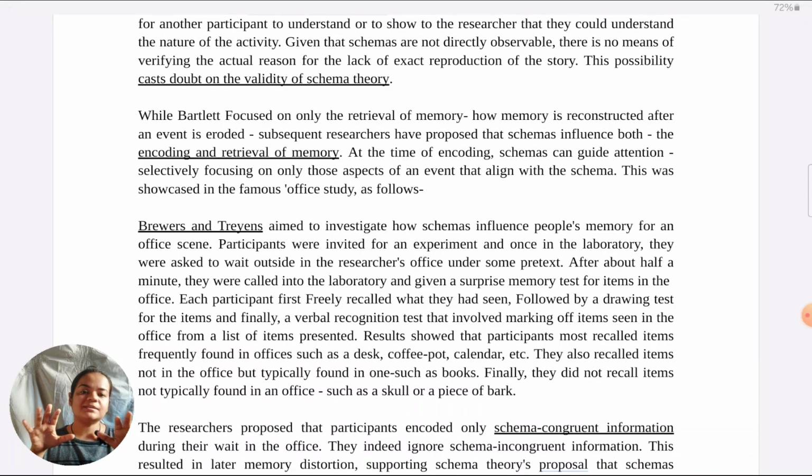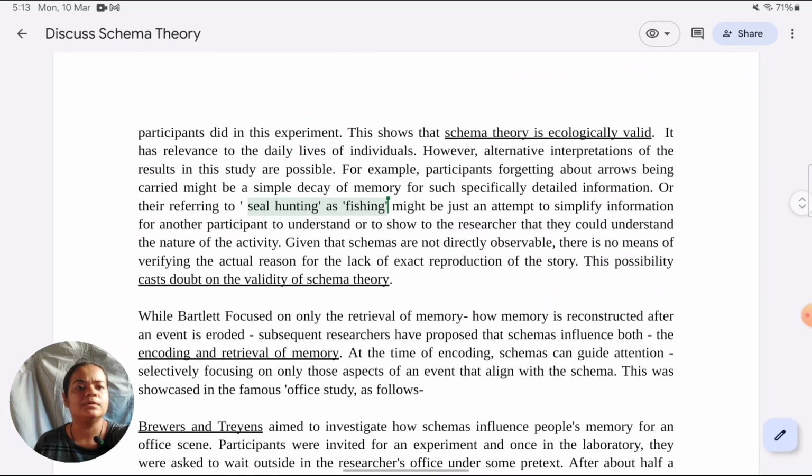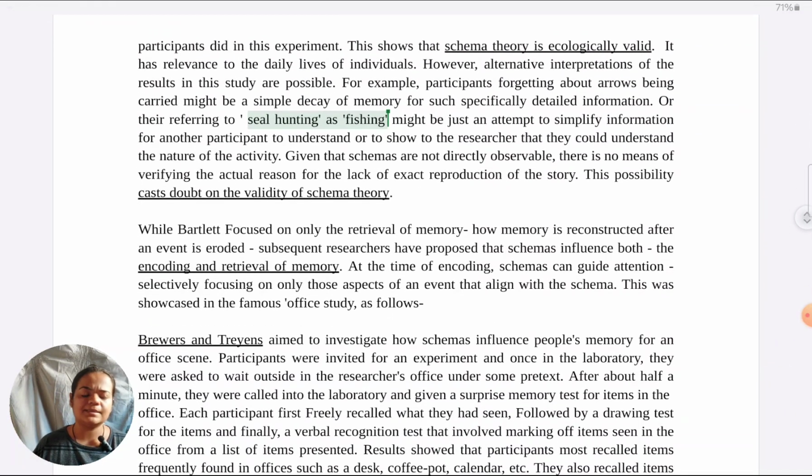Are schemas concrete things which we can observe? No, they are abstract concepts in the mind. So it's an inference. Bartlett is saying that it's because of schemas that these mistakes are being made. Another theorist would say it's simple decay, fading away of memory. This is just too much detail for people to remember, that there was seal hunting and things like that.